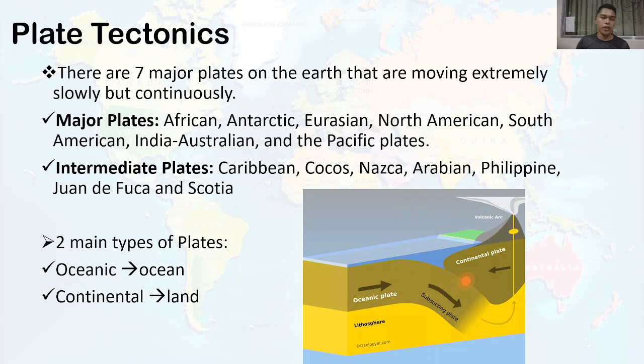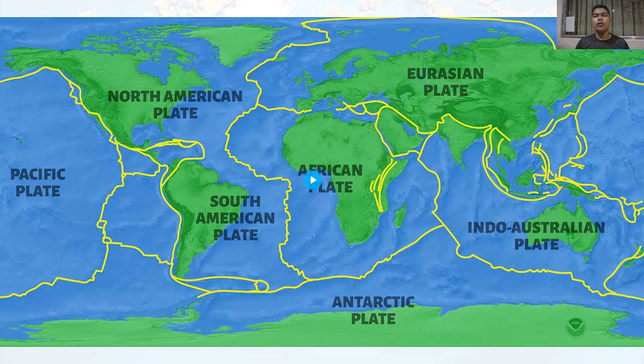We also have two main types of plates. We have the oceanic plates that can be found in the oceans, and the continental plates that can be found on land. Now, these are the different plates as shown in the map.